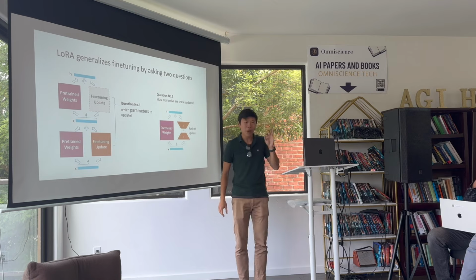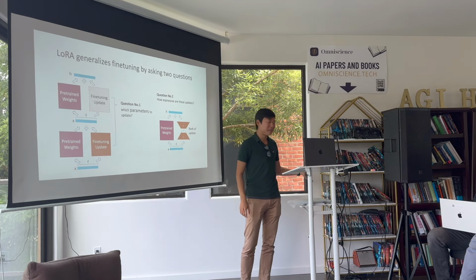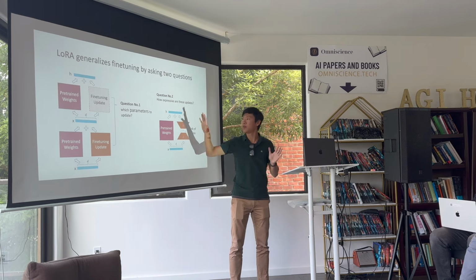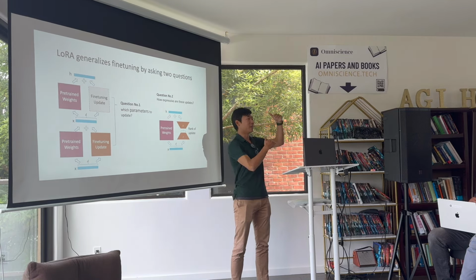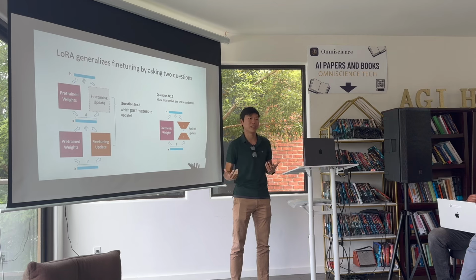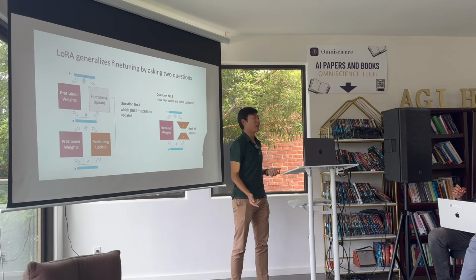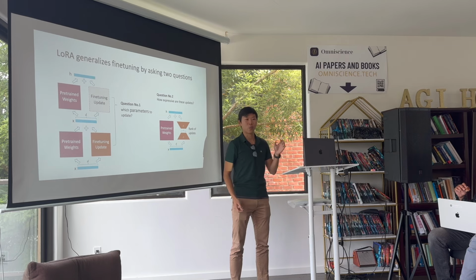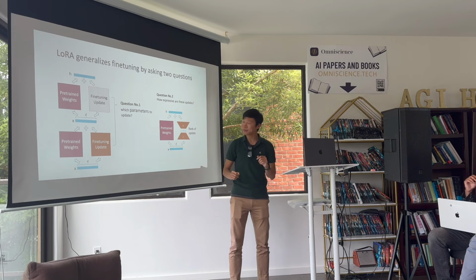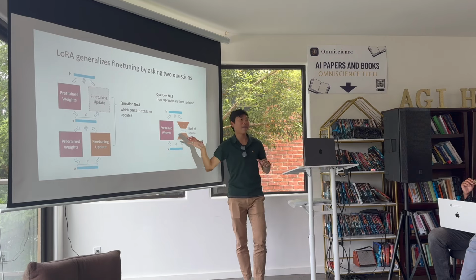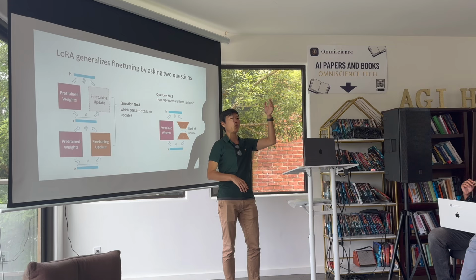Second is, how expensive do these updates need to be? All of these parameters, for the most part, are dense matrices. Do I actually need to update the whole dense matrix, or can I just update a simplified version of it? There are many ways to simplify it, and low-rank decomposition is one that strikes the balance of simplicity and expressivity.